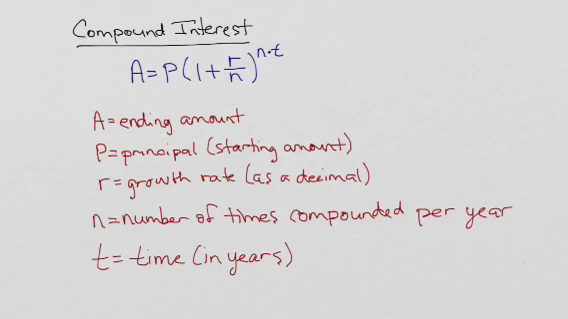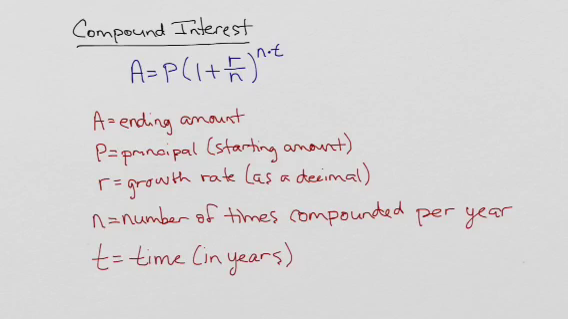And the R is your growth rate. So with compound interest, you're always talking about growth. It's either, again, you borrow some money and you're going to have to pay back more than what you've borrowed, or you've invested money and you plan on getting back more than what you invested. So it's all growth related. And we want that R as a decimal. But here again, here's the N part. That's what's new. N is the number of times compounded per year.